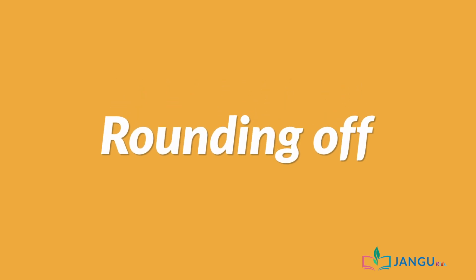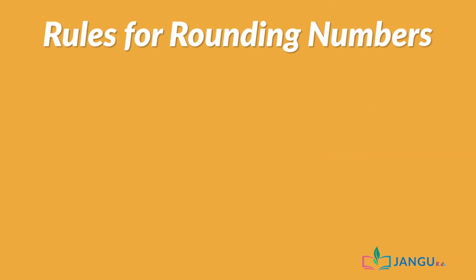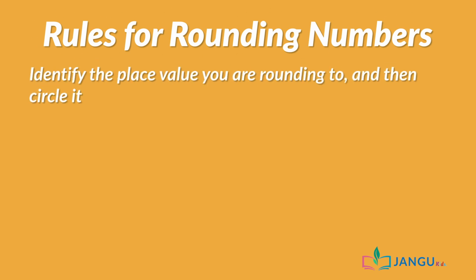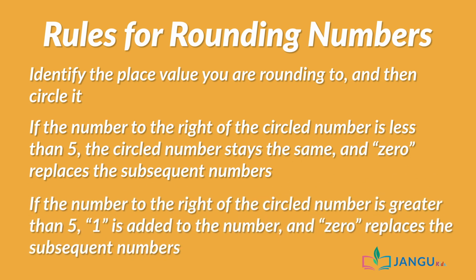To estimate products and sums perfectly, we need to understand how to round numbers to the nearest 10, 100, or 1,000. The rules for rounding numbers are: identify the place value you're rounding to and then circle it. If the number to the right of the circled number is less than 5, the circled number stays the same, and 0 replaces the subsequent numbers. However, if the number to the right of the circled number is greater than 5, 1 is added to the circled number and 0 replaces the subsequent numbers. Don't worry, I'll explain using some examples.